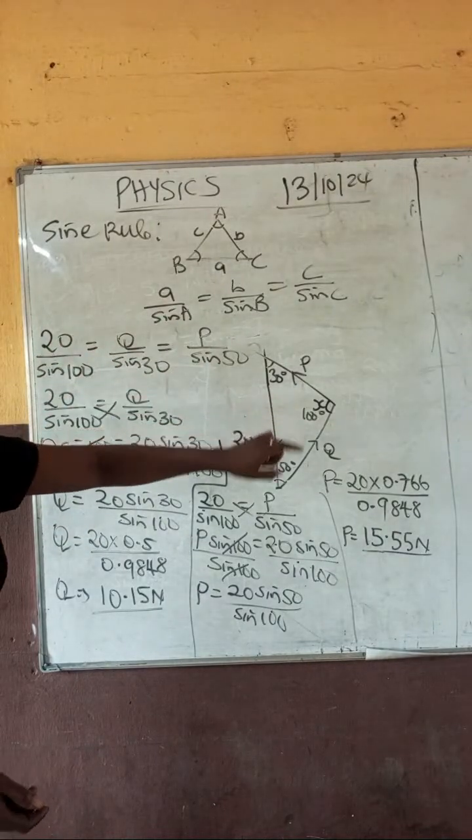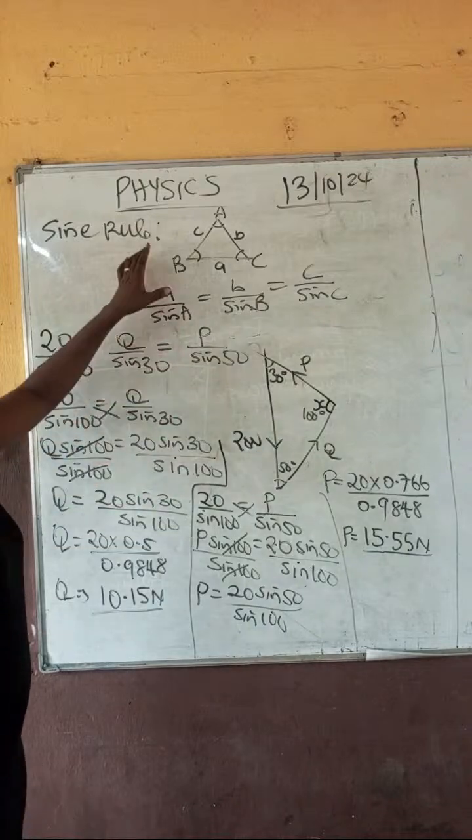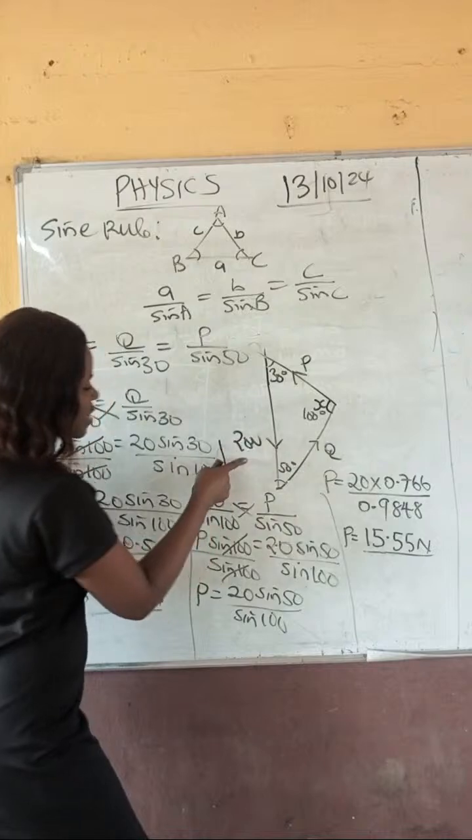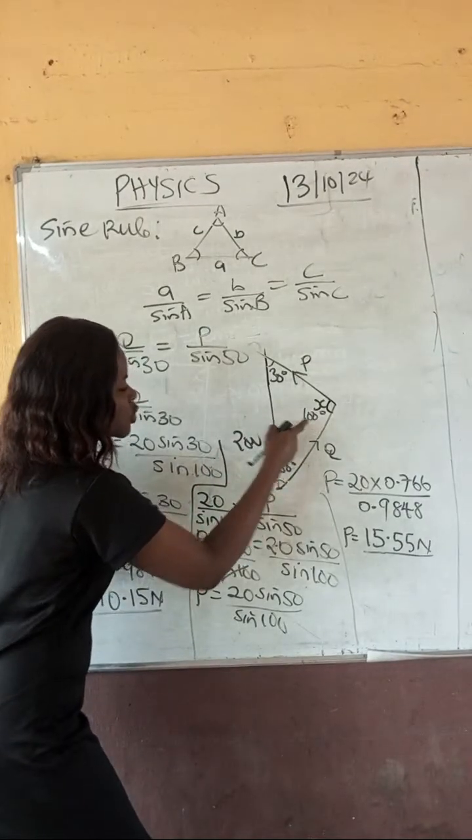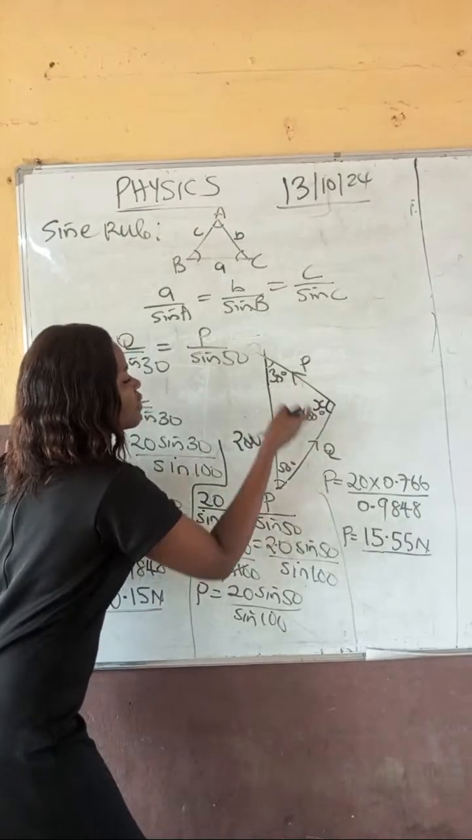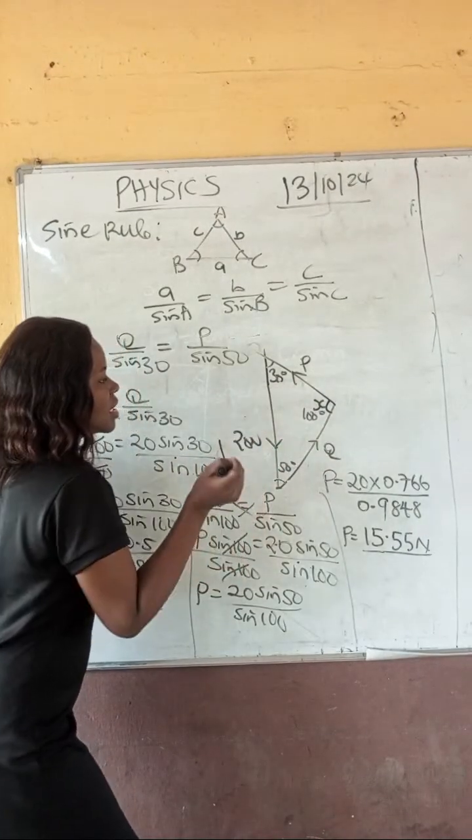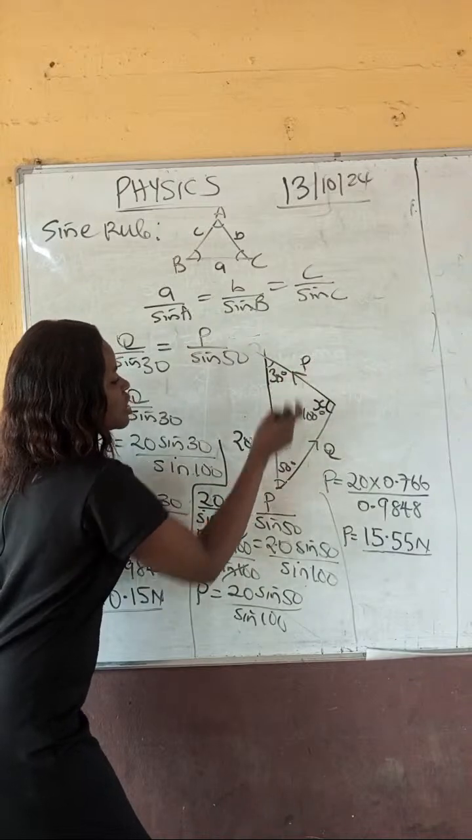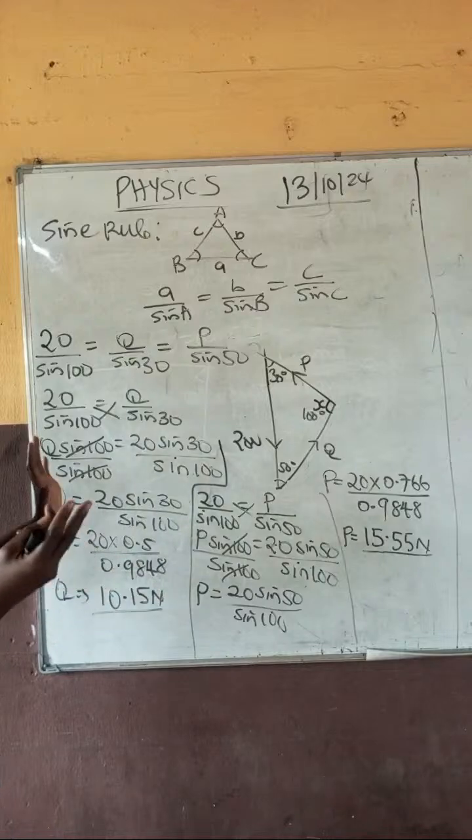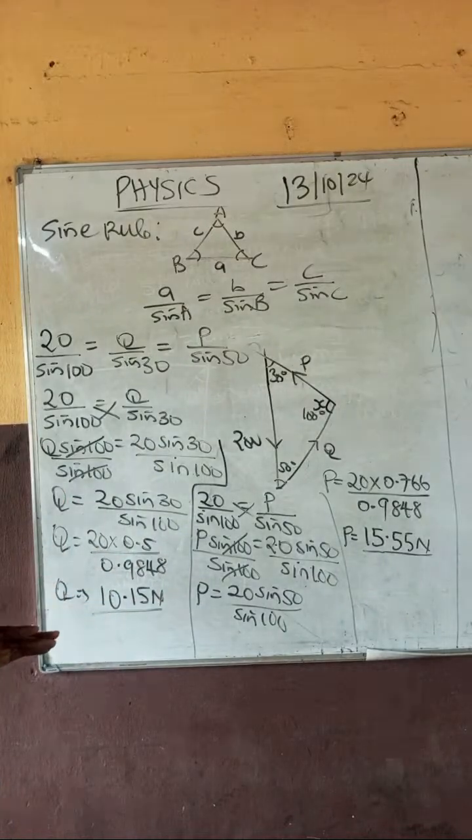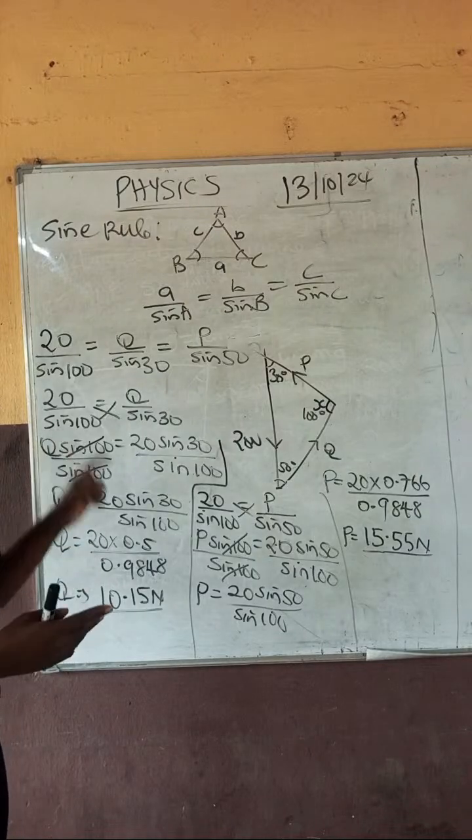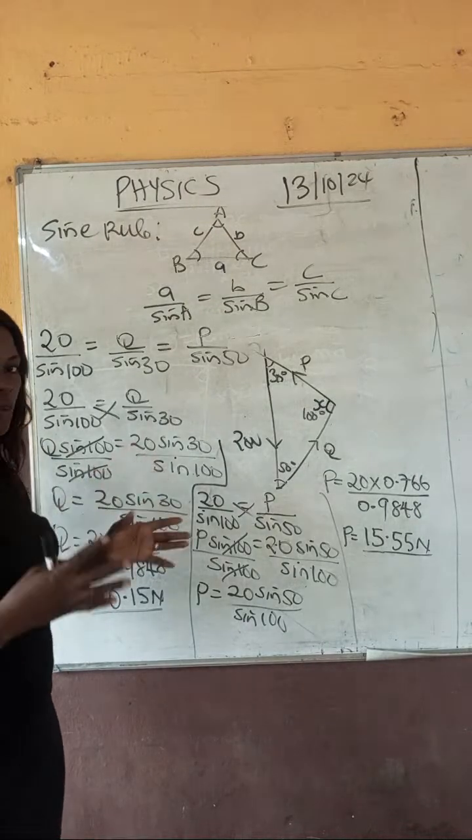For this you are going to use the sine rule, and I've already explained to you how to use the sine rule: the side first, all over the angle facing it. So this is 20. The angle facing 20 is sine 100. Now we say Q, the angle facing Q is 30. Now P, the angle facing P is 50. Do you understand? So this is how we can solve this problem on triangle of forces. We're going to look at many more examples under this to help you understand this topic better.